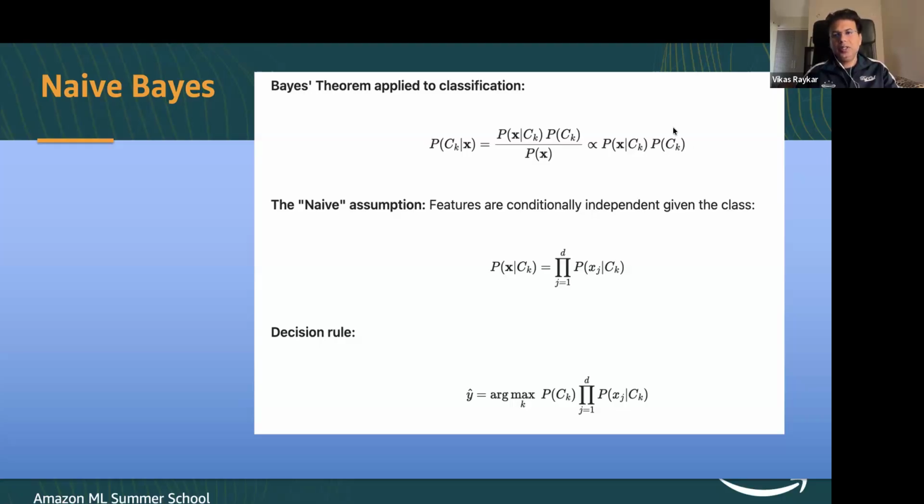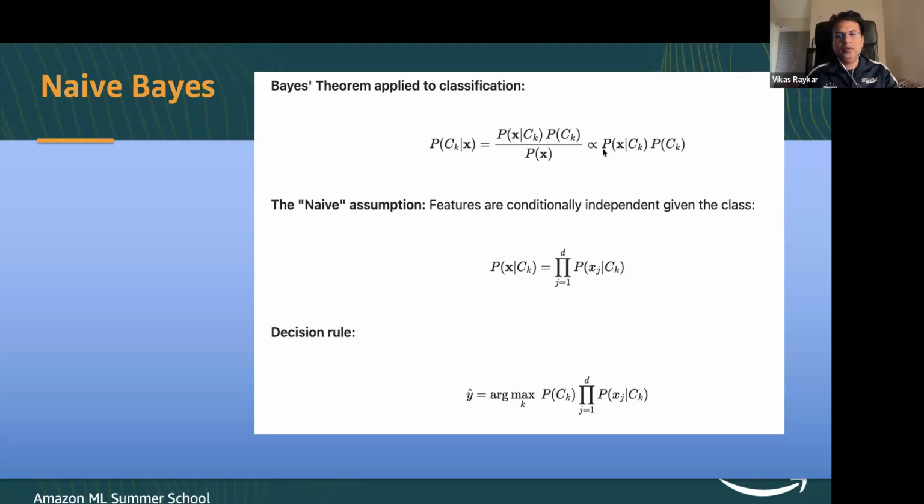P of CK is your prior: what is the prior occurrence of each of the classes? What is the probability that you see class 1, class 2, class 3? If you have 100 instances, and 10 out of 100 are class 1, 60 out of 100 are class 2, and 30 out of 100 are class 3, then 0.1, 0.6, 0.3 would be your prevalence, which you can get from the training data.